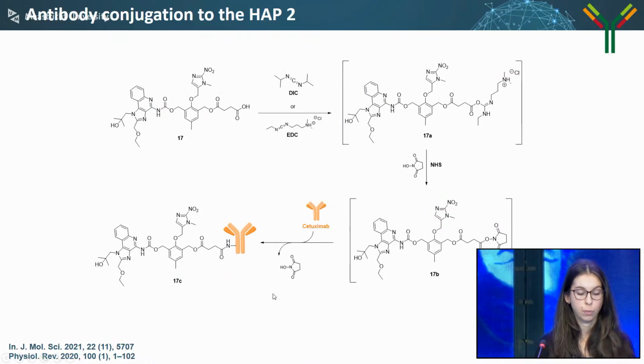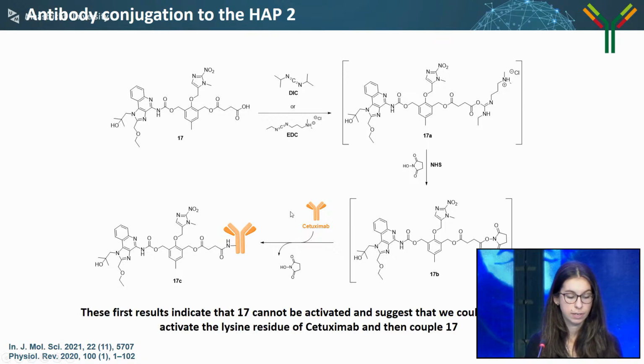For this conjugation, we selected cetuximab as antibody because of its affinity with a receptor highly expressed in aggressive tumors. To do this conjugation, we chose a 2-step synthesis pathway, starting first by the activation of the carboxylic acid function of the hub, followed by the coupling of the antibody using its lysine residues. Despite the different conditions tested, we didn't observe the conjugation, suggesting that another approach should be tested, by first activating the lysine residue of the antibody, followed by the coupling of the hub.